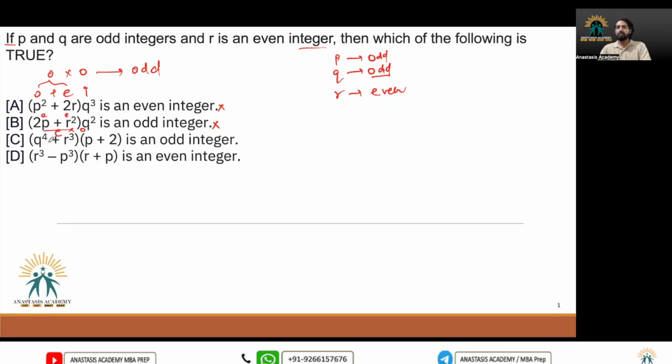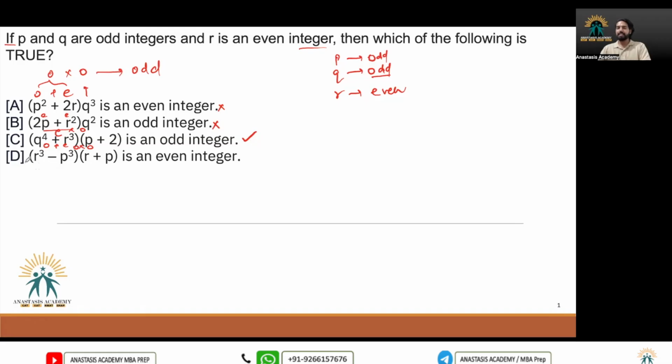Then Q raised to the power 4 becomes odd, plus R cube means even. Even plus odd is odd. Odd into P plus 2. P is odd. Odd plus 2 is odd. Odd into odd is odd. Yes, it is an odd integer. So the correct answer has to be option C.